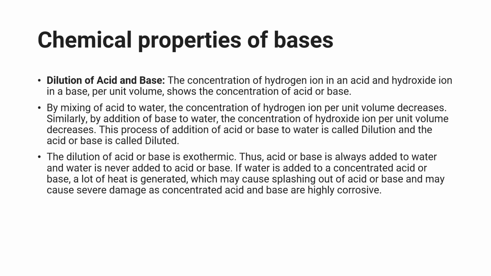So what is dilution of acid and base? The concentration of hydrogen ion in an acid and hydroxide ion in a base per unit volume shows the concentration of the acid or base. By mixing acid with water, the concentration of hydrogen ion per unit volume decreases. Similarly, by adding a base to water, the concentration of hydroxide ion per unit volume decreases. This process of addition of acid or base to water is called dilution, and the acid or base is called diluted.